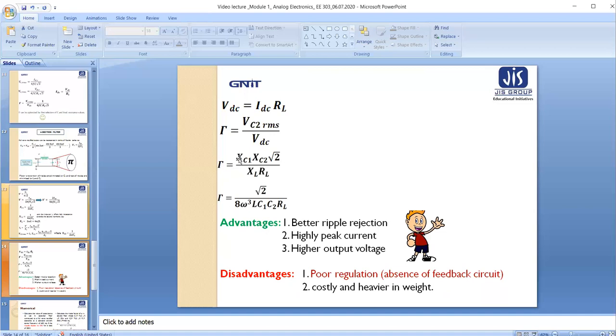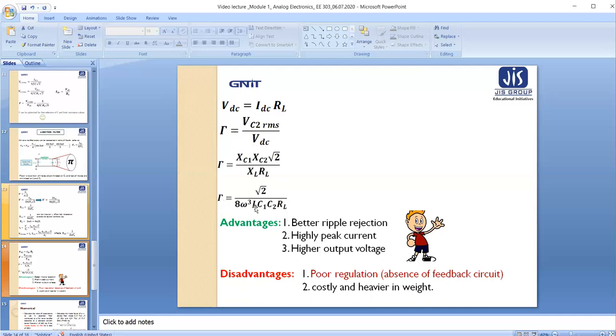Now XC1 equals 1 by 2 omega C1, XC2 equals 1 by 2 omega C2, XL equals 2 omega L. So after that, we will get this complex expression. Here we will see that there is a term omega cube, meaning there is a cube term. So if the frequency f equals 50 hertz, then automatically the denominator will consist of 50 into 50 into 50. So that means it's a larger term.